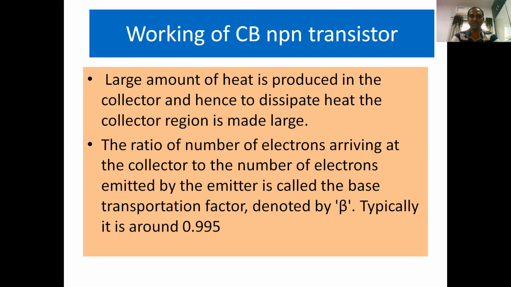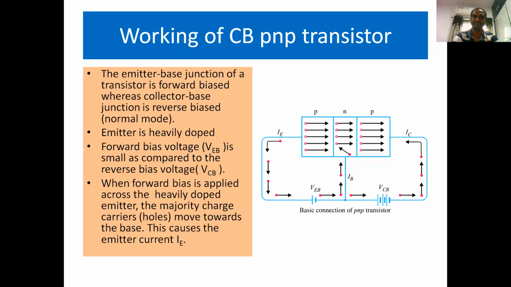A large amount of heat is produced in the collector, and hence to dissipate the heat, the collector region is made large. The ratio of the number of electrons arriving at the collector to the number of electrons emitted by the emitter is called the base transportation factor or base transportation ratio, which is represented with beta. Typically it is around 0.995. That means almost all the charge carriers generated by the emitter reach the collector region.